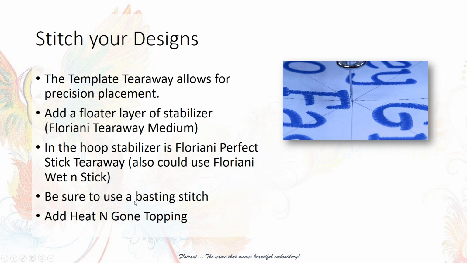Be sure to use a basting stitch. If you incorporate the basting stitch into your design, you don't have to worry about it. It's going to automatically be the first thing to stitch out when you start stitching your design. And for my topping, I use Heat and Gone topping. Heat and Gone topping with these designs works beautifully because it actually adds an additional stabilizer to your design. And they will look beautiful on whatever fabric that you stitch them out.